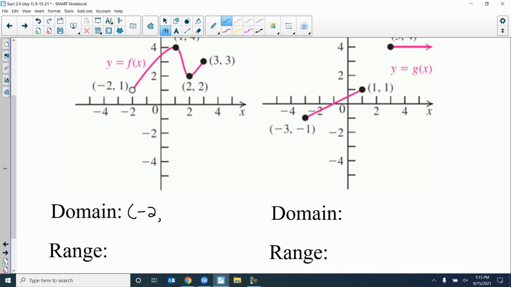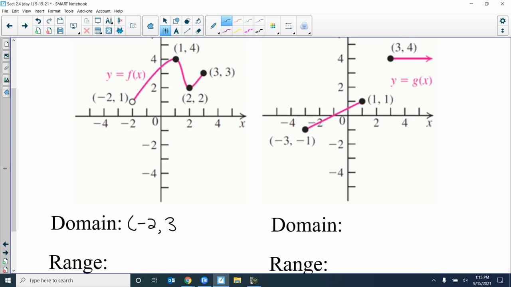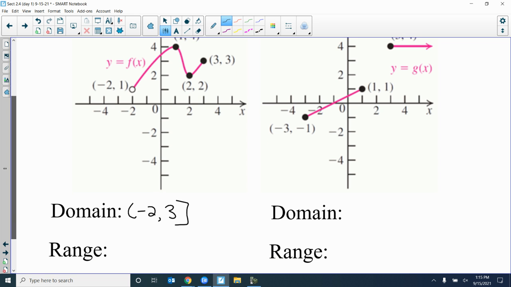To 3 with the bracket. So it's going to include everything from -2 to 3. Agreed. Okay, for that one. All right, Bryson, what do you think for range? Parenthesis 1 to 4 with the bracket. Good. 1 to 4. It's going to include the 4.